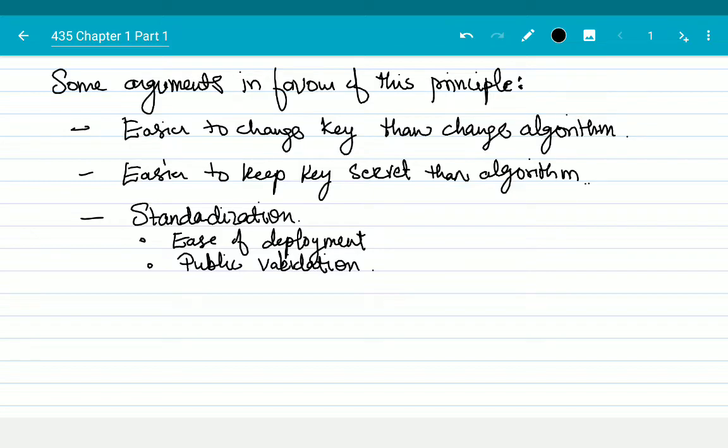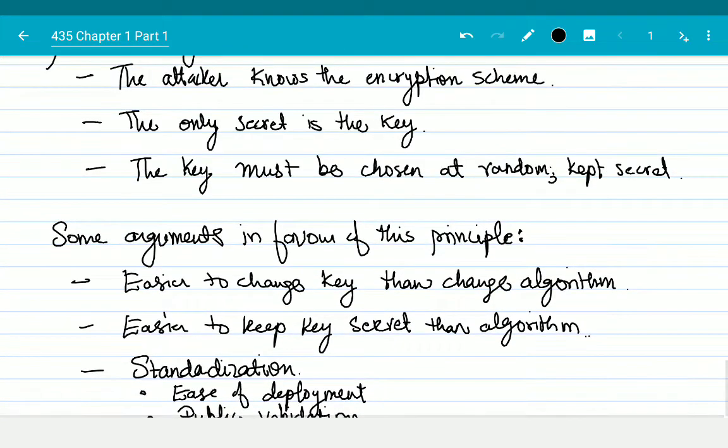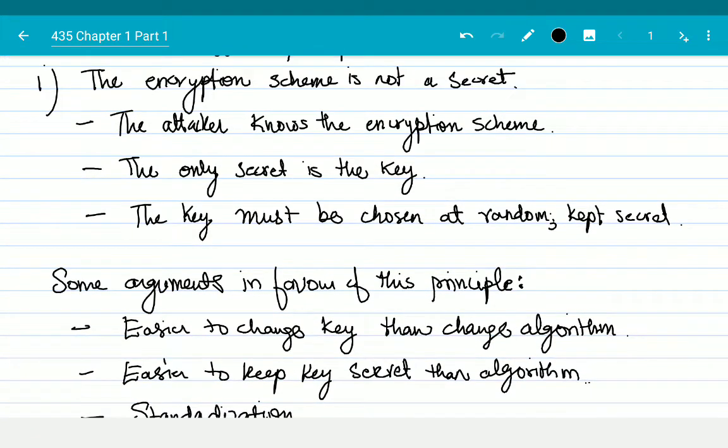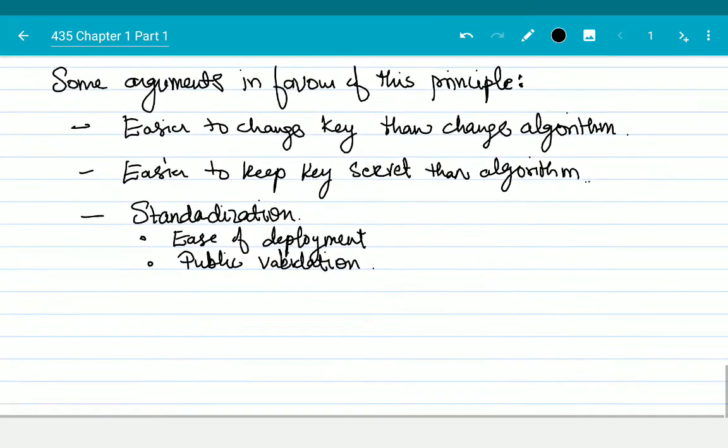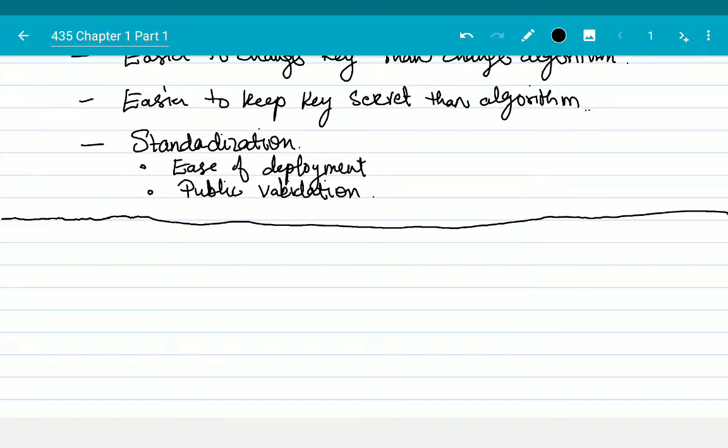Okay? So that is why Kirchhoff's principles generally say, hey, it is okay if the attacker knows the encryption system. We shouldn't be super worried about the algorithm being secret, but we should be able to keep the key a secret. So even if they receive the ciphertext and the algorithm without the key, they should not be able to break it.